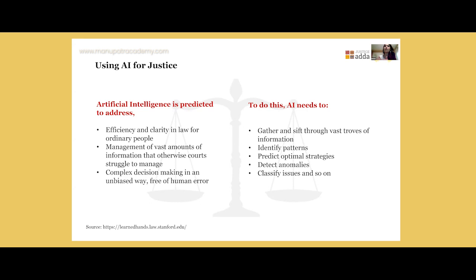to be able to sift through troves of data in an unbiased way, identify patterns, not be influenced by certain strategies or certain decisions only, detect any outliers that might be in the process, and then classify issues and so on, right? So there is a lot of work that needs to go into this, and AI needs to be made smart in itself to really work in the field of justice.